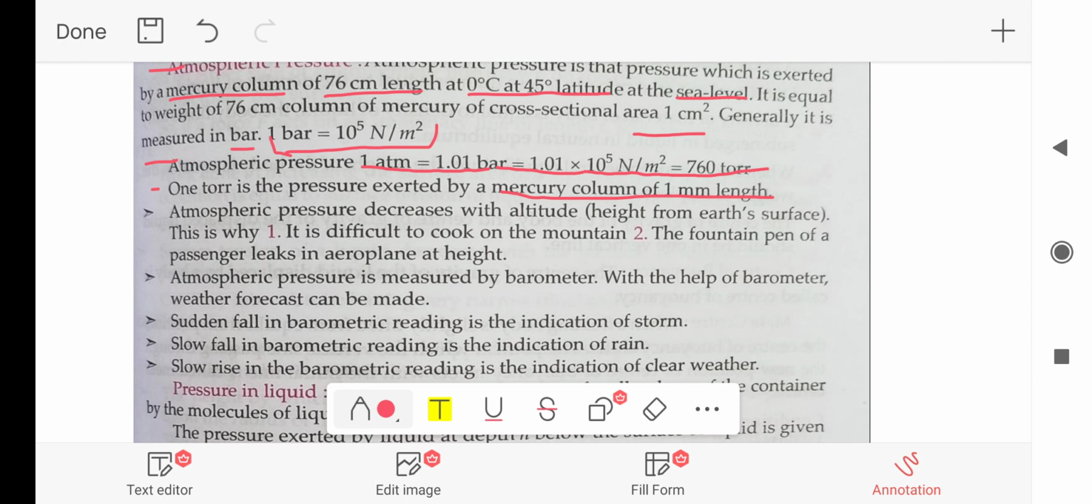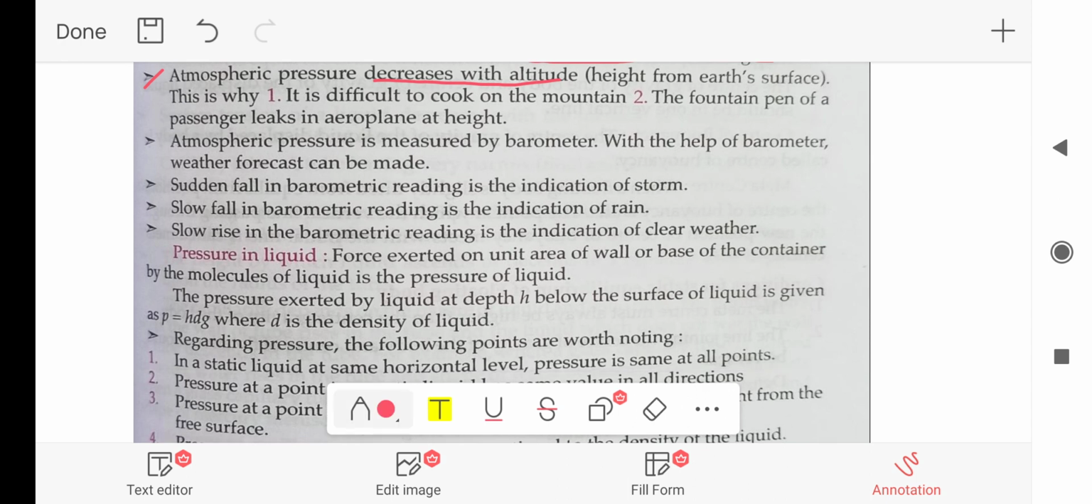Now, atmospheric pressure decreases with altitude, that is height from Earth's surface. This is why, first, it is difficult to cook on the mountain, and second, the fountain pen of a passenger leaks in an aeroplane at height. Atmospheric pressure is measured by a barometer. With the help of a barometer, weather forecast can be made.